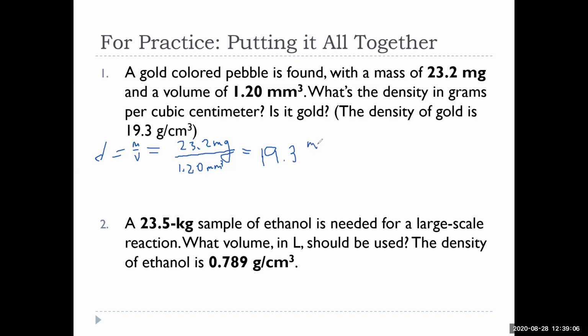And our units are milligrams divided by cubic millimeters. We can try to compare this with our known value. Our known value for gold is 19.3. Oh, perfect. But different units, grams per cubic centimeter. So the second part of this question is actually going to be some unit conversions here, trying to figure out, well, can we switch the units of this value that we calculated so that we can compare apples to apples with the value that's given up here in the problem. So let's do a couple calculations, a couple conversions here.